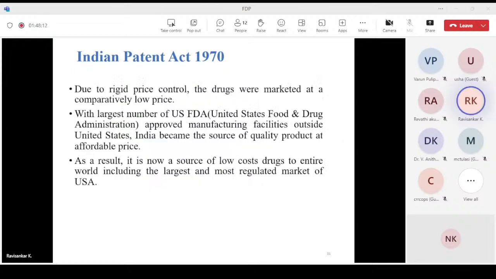Due to rigid price control also, the drugs were marketed at a comparatively low price. With the largest number of US FDA approved manufacturing facilities outside the US, India became the source of quality products at affordable prices. As a result, it is now a source of low cost drugs to the entire world, including the largest and most regulated market, the US.